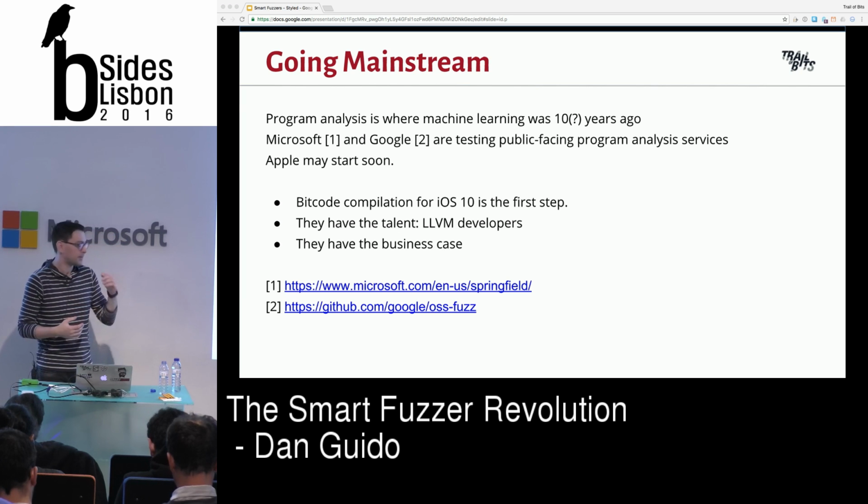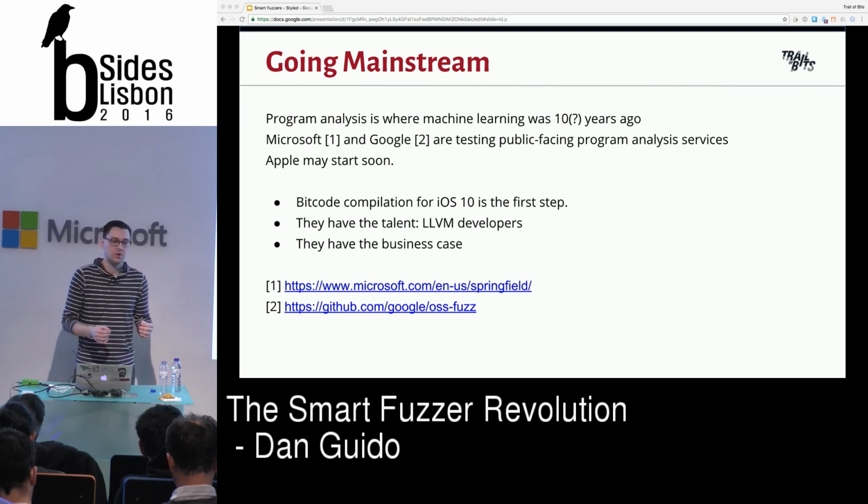My prediction is that Apple may start soon. In the CGC competition, as our internal state, we used LLVM IR. We did that because the intermediate representation of the LLVM compiler is made to be easy to reason about.